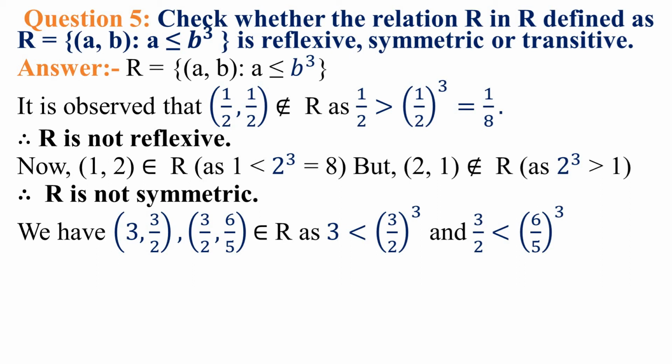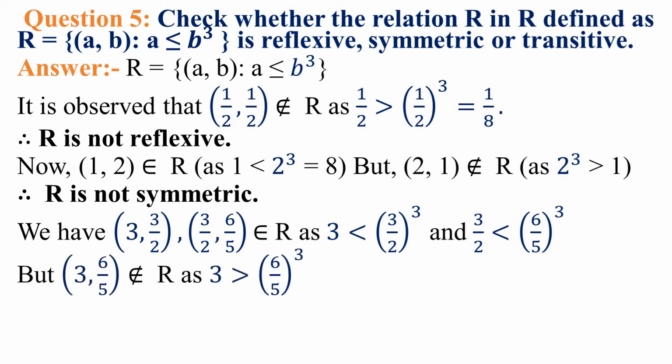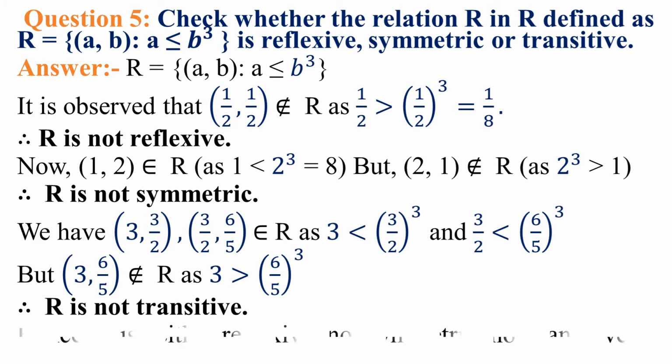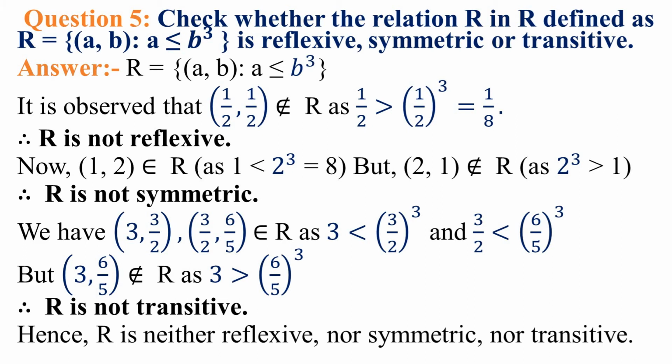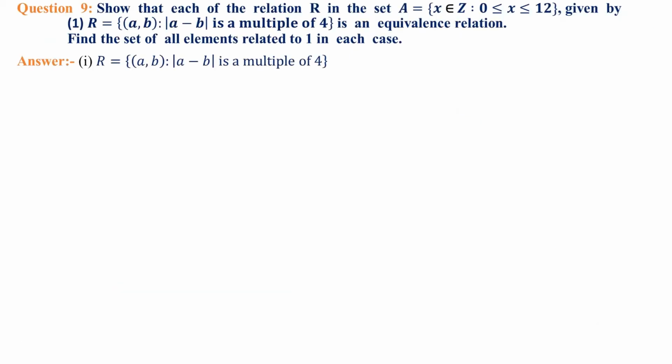And (3/2, 6/5) belongs to R, that means 3/2 is less than (6/5) whole cube. But (3, 6/5) does not belong to R because 3 is greater than (6/5) whole cube. So therefore R is not a transitive relation. Hence R is neither reflexive, nor symmetric, nor transitive relation.